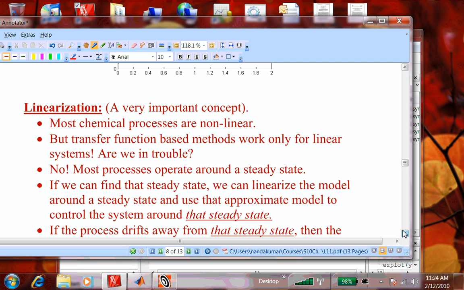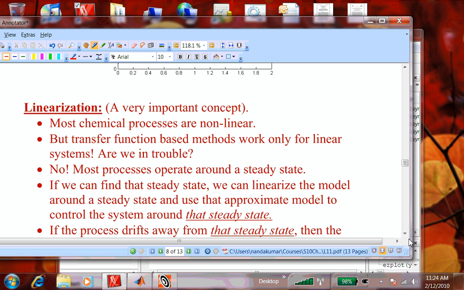This is the idea of linearization. Why do we need linearization? Simply because most of the chemical processes are nonlinear. Okay? So nonlinear systems are difficult to handle. You can handle it numerically, you can look at the response, but control system design is typically done using linear models.